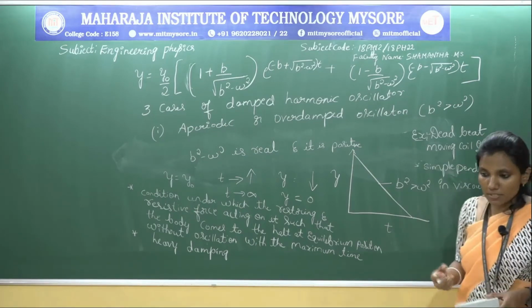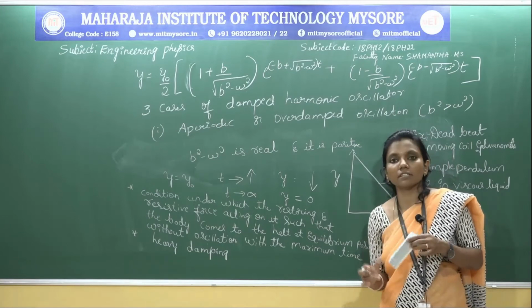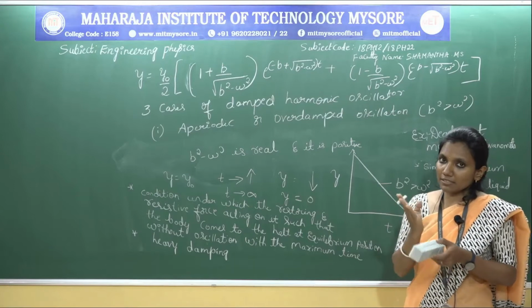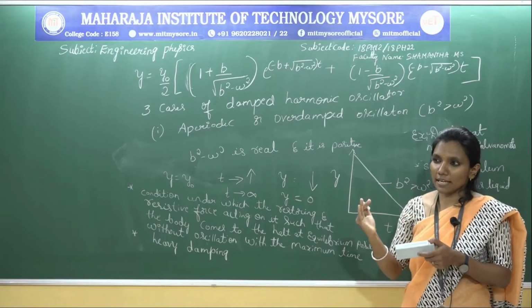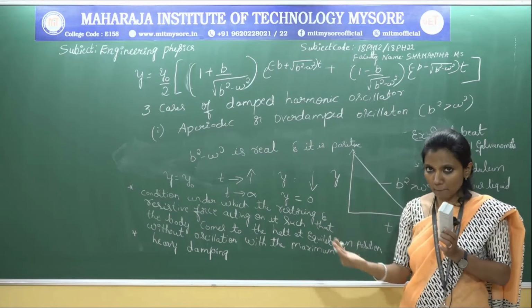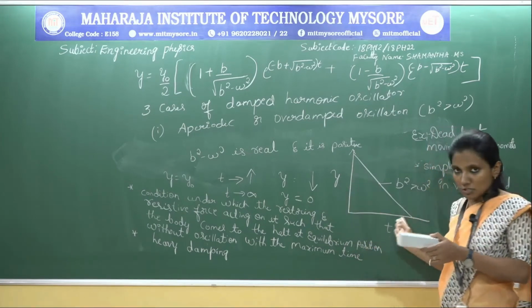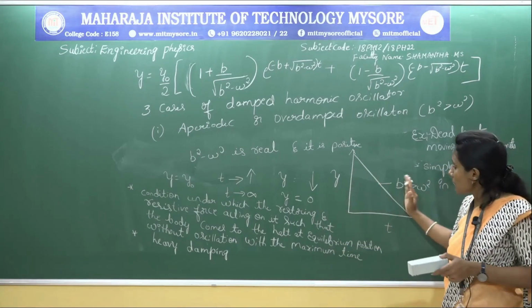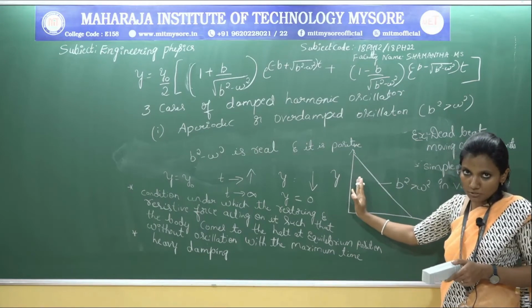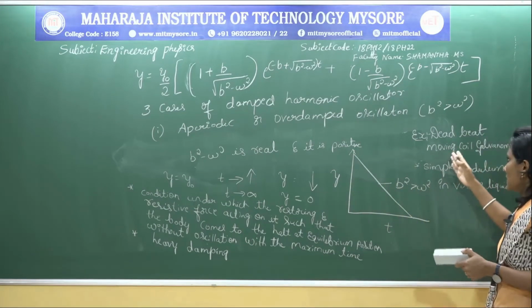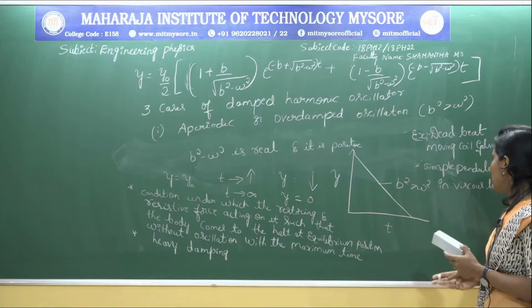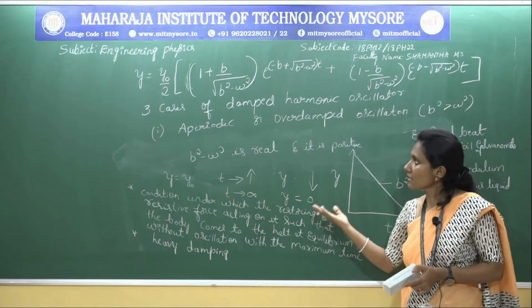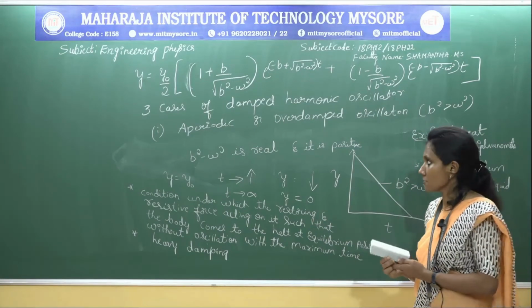So that means when we keep a simple pendulum in a liquid that has more viscosity, what will happen? The body will move and slowly come back to its mean position. It will take the maximum time to come back to its equilibrium position. So these are the examples: deadbeat moving coil and simple pendulum in viscous liquid. That is also called heavy damping.